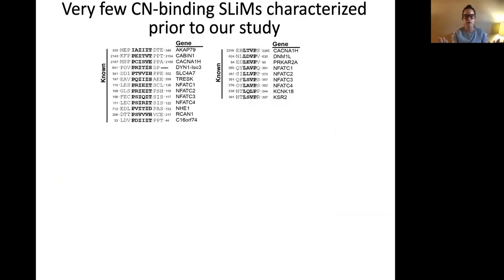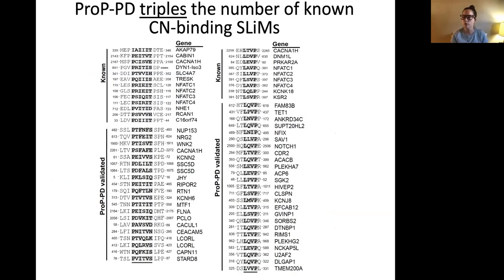So just to give you a visual representation, before we started this study, our collective understanding of calcineurin binding SLIMs is represented here. And after just the ProPD analyses, we've more than tripled our understanding of calcineurin binding SLIMs. As I mentioned just a minute ago, each of these peptides could represent an individual protein that's regulated by calcineurin. For example, on this list of PxIxIT peptides that we identified is the nucleoporin Nup153, which is a key transport nucleoporin and something that I'm going to talk a lot more about later in the talk.